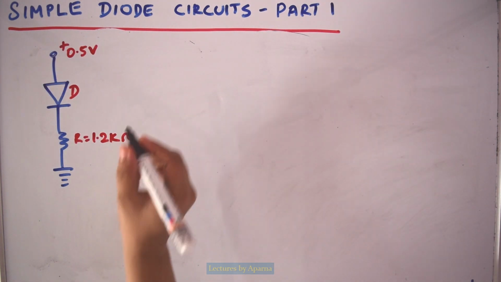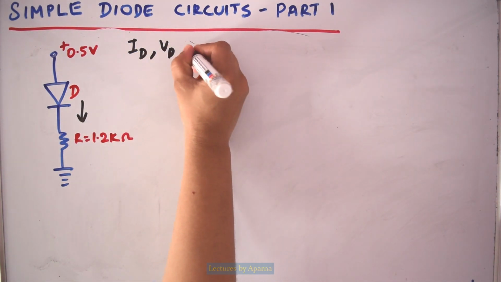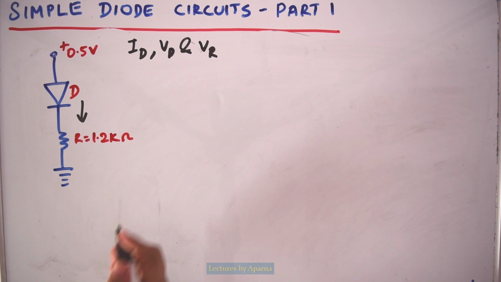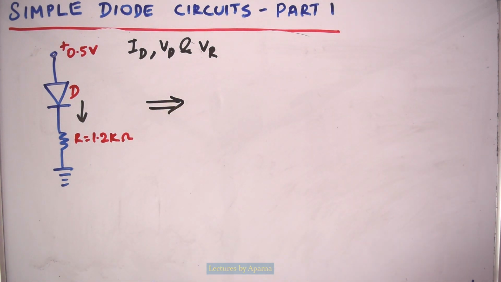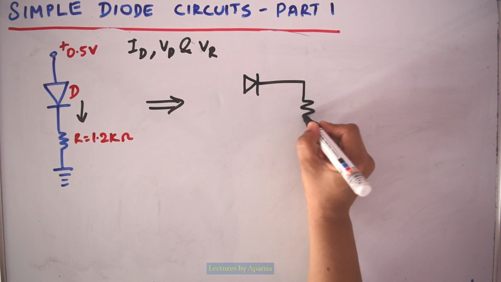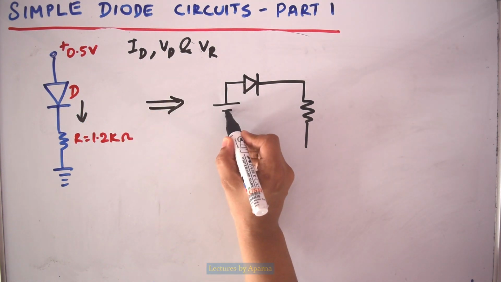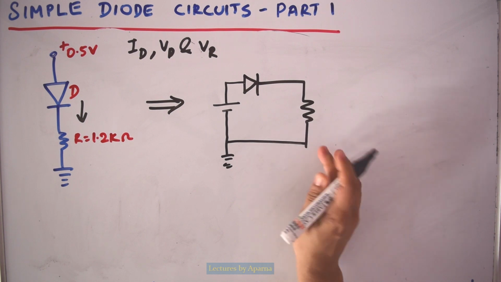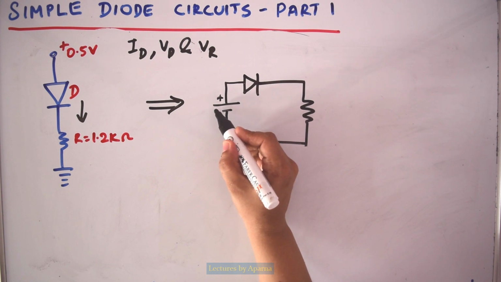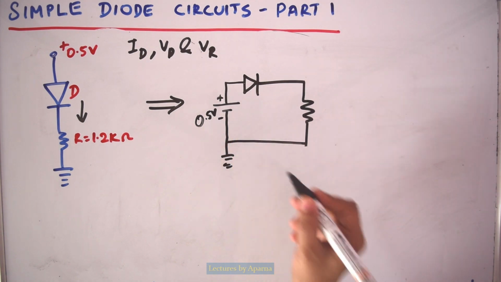So here also we have to find the value of ID, VD and VR. This circuit can be redrawn like this. You have the diode, in series with it there is a resistance, and the positive terminal of the DC supply is connected to the diode. The value of this DC supply is 0.5 volt.